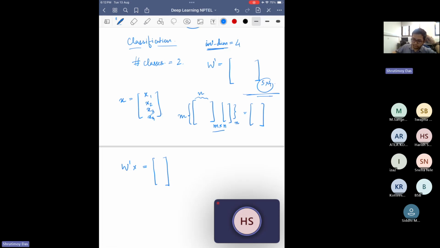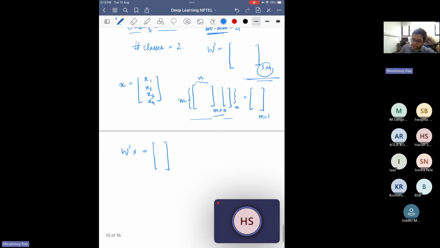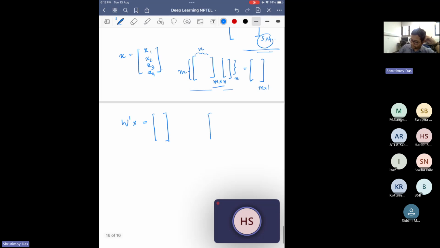Yeah, so it will be an m cross 1, right? No. If we multiply an m cross n matrix with an n cross 1 vector, our output will be an m cross 1 vector. So how do you get this? You have n columns here, and you have n rows in this vector.